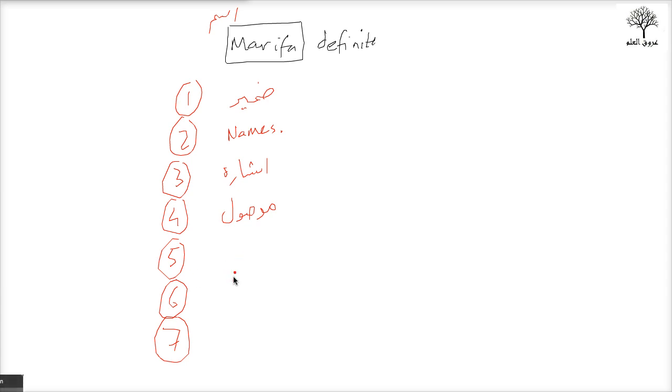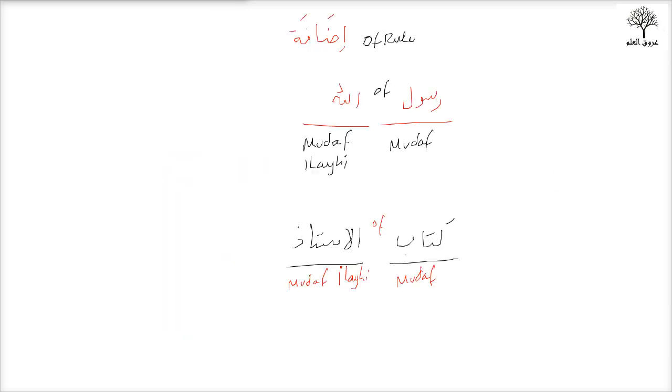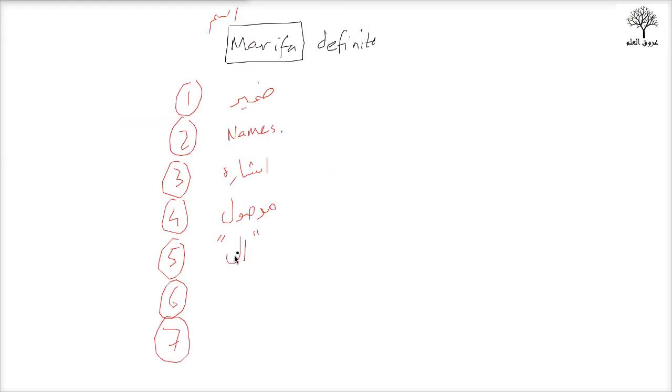Number 5 is any word that has al at the beginning. Any noun that has al. Does anyone know what al means in Arabic? The. Excellent. So for instance, if I say the word rajul, it means man. But if I attach to the beginning of that word al, it means the man. So simply in Arabic, if you have al at the beginning of any word, it means the. So let's go back to this then. Any word that has al at the beginning is considered to be ma'rifah, definite.